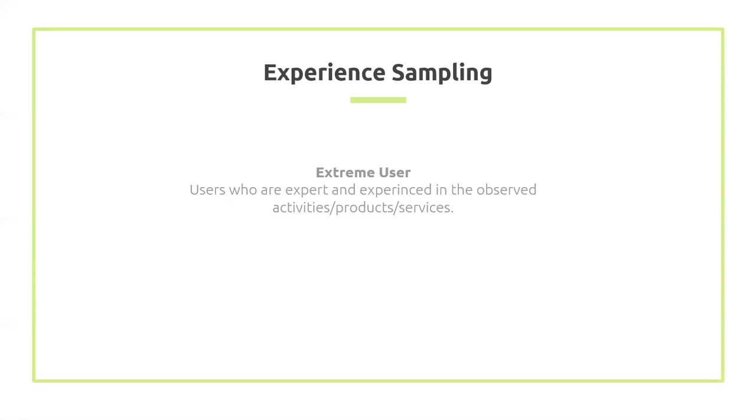So in my example before, like Shane mentioned, it can be, for example, a gadget reviewer or gadget maniac, people who always buy a gadget once a month, for example. There are people like that. Okay, so this is called extreme users. Users who are expert and experienced in the observed activity. Surely you want to get their feedback.